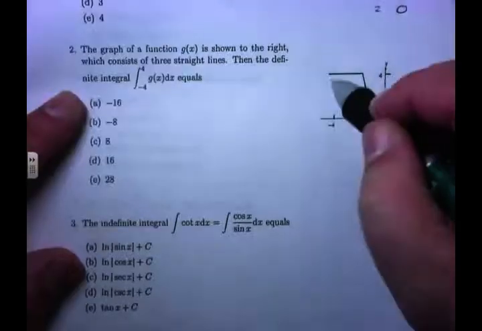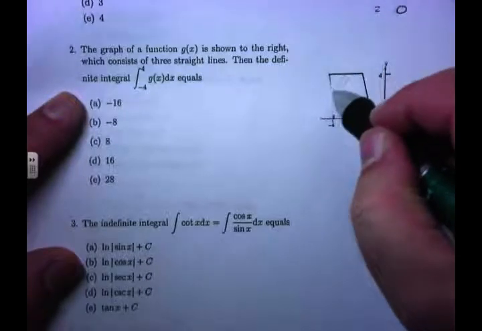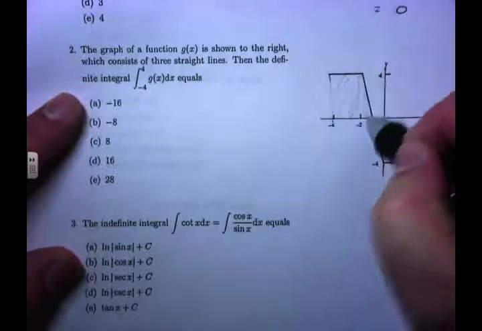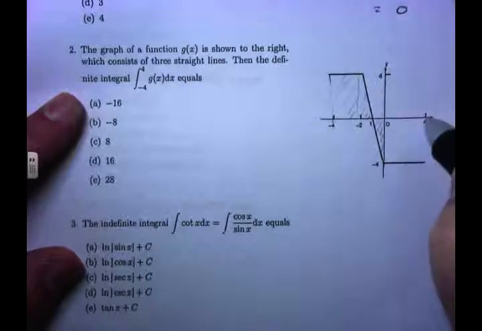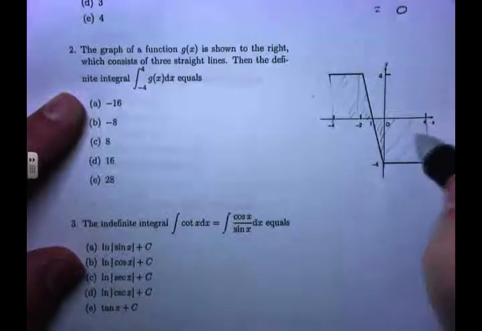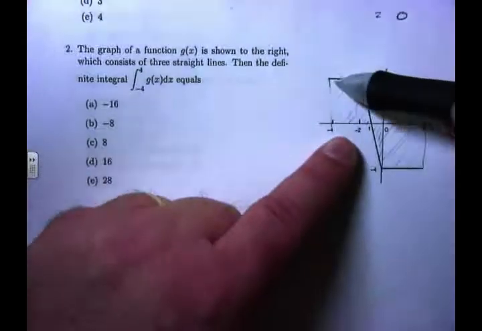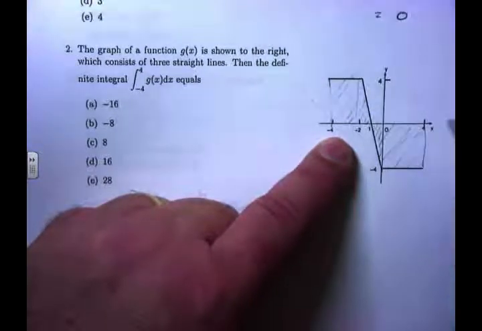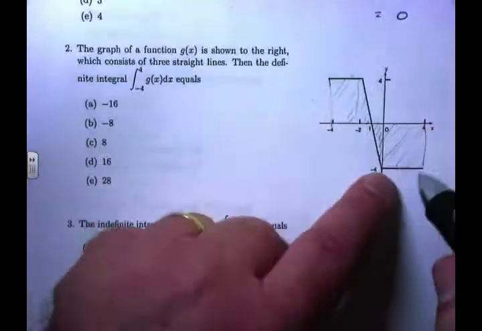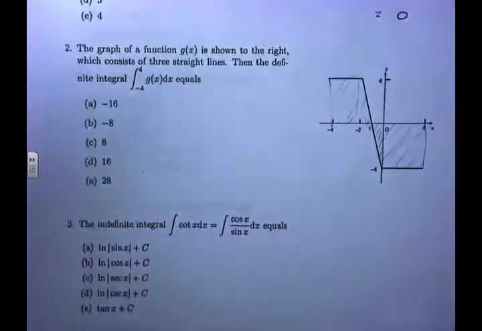So between negative 4 and 4, I'm talking about this area in here, area in here, area in here, and this area in here. Now, you can use some geometry on this, which is what they want you to do, and you can probably figure it out just by observation. But remember, it's from the function back to the x-axis.